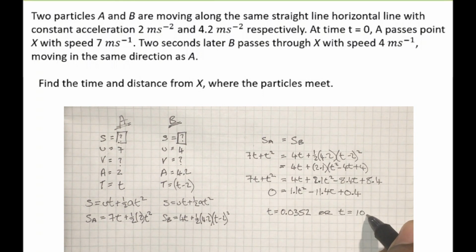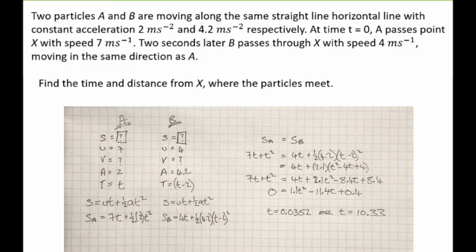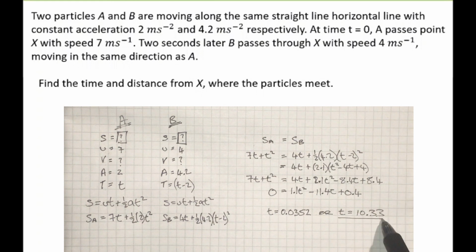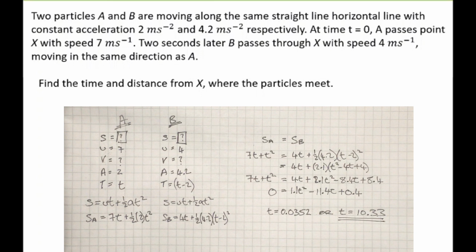We get two results. We get t equals 0.0352, so that's very, very quickly after the initial movement, or t equals 10.33. Only one of these makes sense. At the time t equals 0.0352, the second particle isn't even in play. The second particle hasn't even gone past x, so that's not the value we're interested in. Sometimes you might get negative values and you realize that's not the one you're interested in. We're interested in t equals 10.33.